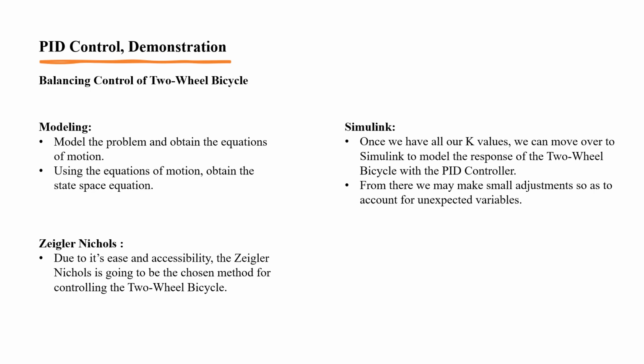The second step is going to be the Ziegler-Nichols. Due to its ease and accessibility, the Ziegler-Nichols method is going to be the chosen tuning method for controlling the two-wheeled bicycle. Then finally, we have the third step, Simulink. Once we have all our k values, we can move over to Simulink to model the response of the two-wheeled bicycle with the PID controller. From there, we may make small adjustments so as to account for unexpected variables.